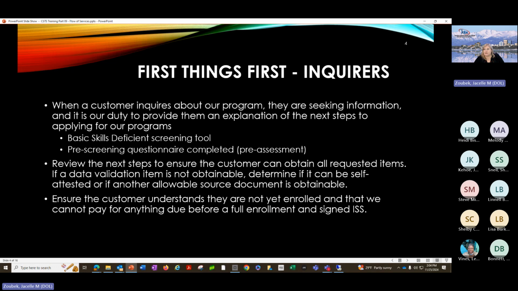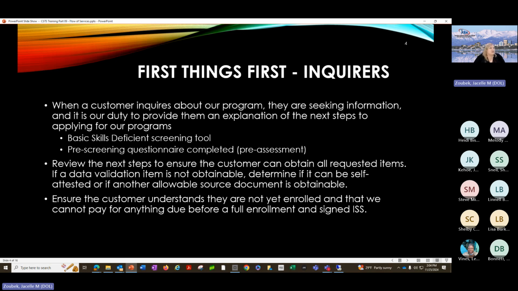All right, first things first is inquirers. This is any customer that wants to ask about our program. They're looking for that information, and it is our duty to provide them an explanation of the next steps to apply because it's public information. It's not private how we administer our grant funds.